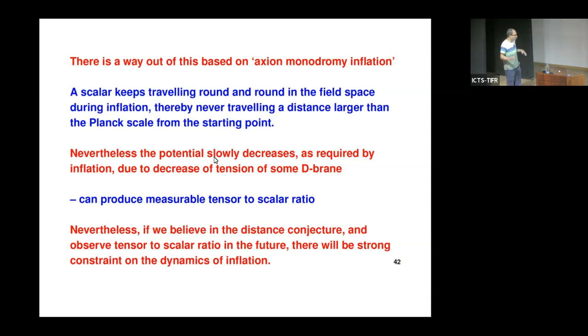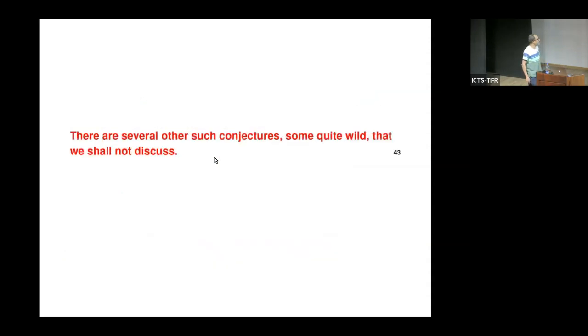So this shows that it is not possible to rule out tensor perturbation just based on this distance conjecture. Nevertheless, it gives a strong constraint on the dynamics of inflation. If we believe in the distance conjecture and if we observe a tensor to scalar ratio in the future, then there will be a strong constraint on the dynamics of inflation, because at least within the context of string theory, the only kind of dynamics that can produce significant tensor perturbation is this axion monodromy inflation, where the inflaton just rolls round and round in the field space. Now, I should add that there are several other such conjectures. Some of them are quite wide, but we will not discuss them.